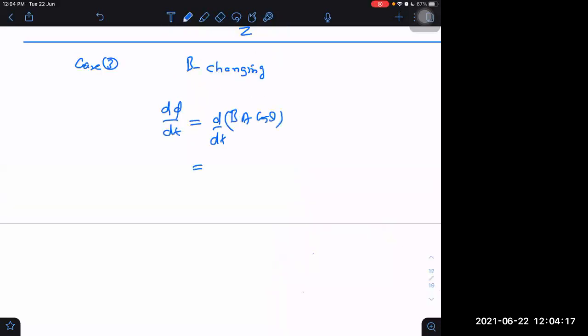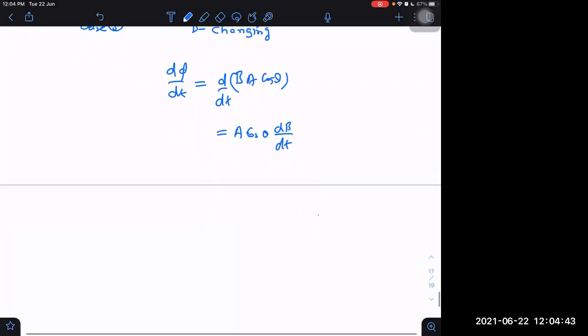Next, dφ by dt is equal to area constant, cos theta constant, into dB by dt, the rate of change of magnetic field. Now let us say two possibilities there. B can be increasing, B may be decreasing. Depending on that, we will get the direction of the EMF induced. But the answer will always be obtained by this expression.